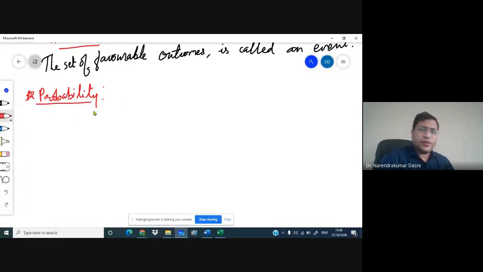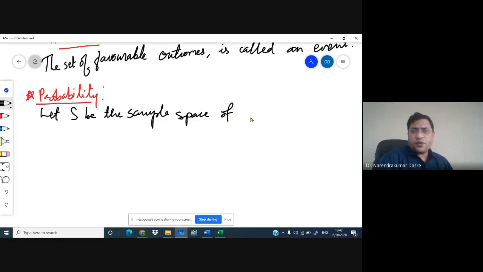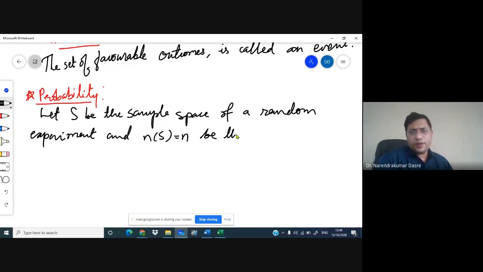Okay, so let us define the probability. Here, let S be the sample space of a random experiment, and n(S) is equal to m, the number of sample points in S.